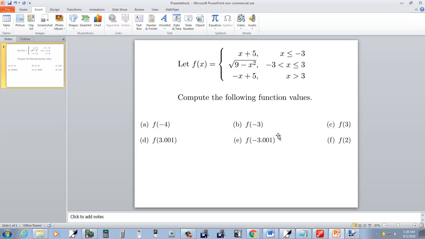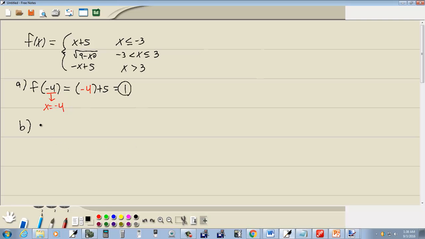Now B. B is f of negative 3. Again, whatever number's inside the parentheses here is your x, so they're telling us x is equal to negative 3. Now we're going to mentally plug this value in for the x in our conditions here. If I put negative 3 in right here, I get negative 3 is less than or equal to negative 3. And the question is whether that's true or not. And it is true. It's not less than, but it's equal to negative 3.